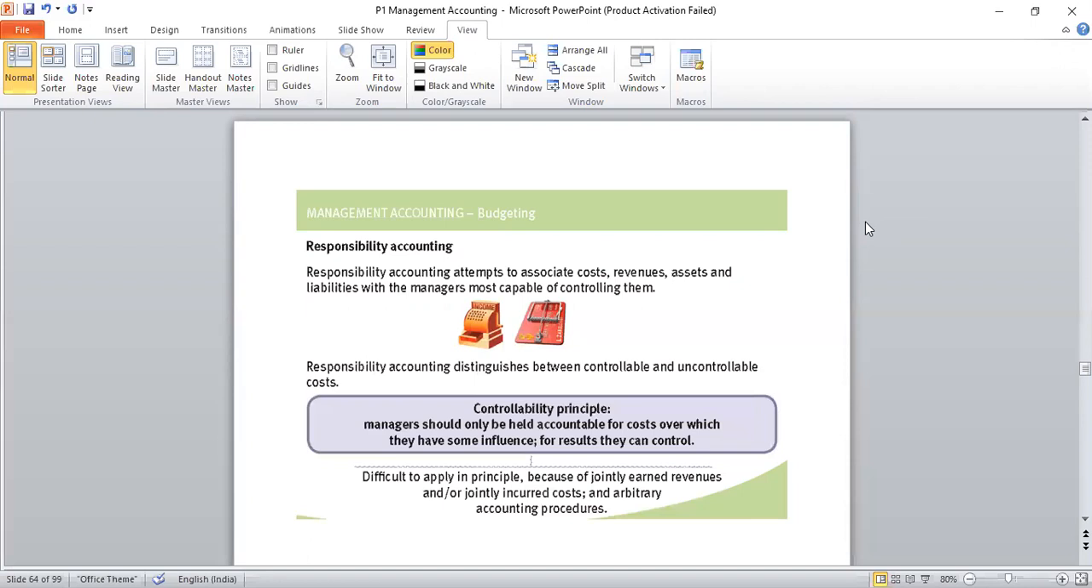That part we will look into, what is the difference between controllable and uncontrollable costs. Controllability principle: managers should only be held accountable for costs over which they have some influence, for results they can control. It is difficult to apply in principle because of jointly earned revenues. What are controllable costs? If, because of a decision taken by a manager, he can control the cost, we call such costs controllable costs. In spite of a decision taken by the manager, if the costs are not controlled, then we call them uncontrollable costs. Normally, what do you think are the uncontrollable costs? Any example?